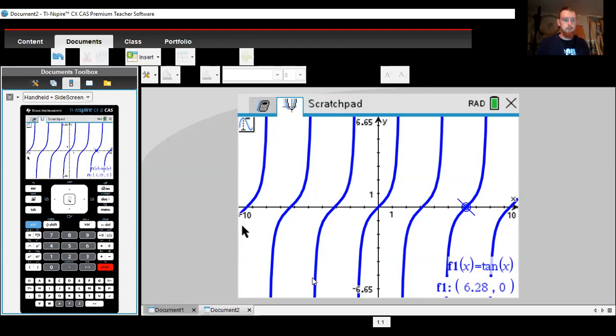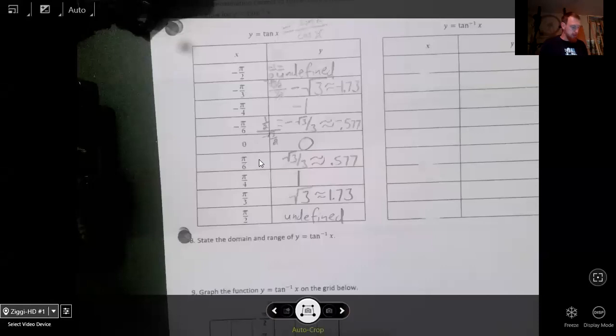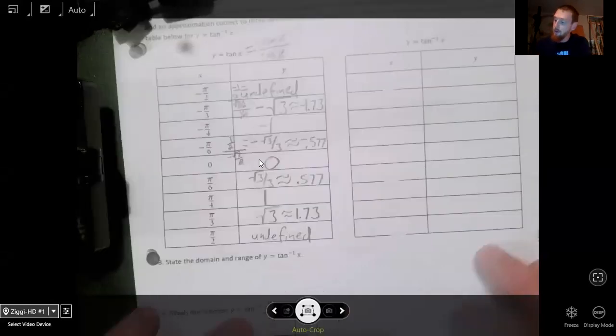Let's try that. Menu, trace, graph trace. All right, so to get from one period to the next period in the same spot, that's a distance of pi. So the period for the tangent of x function is smaller. It's like a little more squished together compared to the sine of x parent function and the cosine of x parent function.